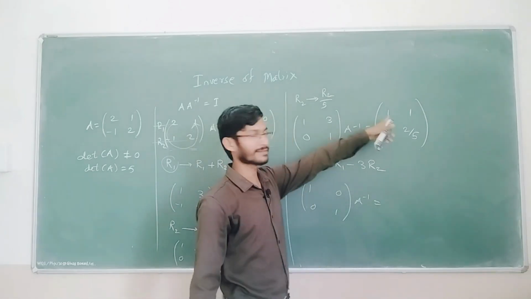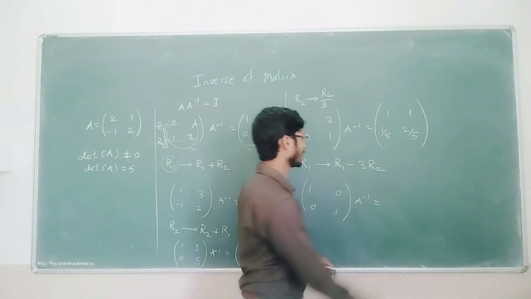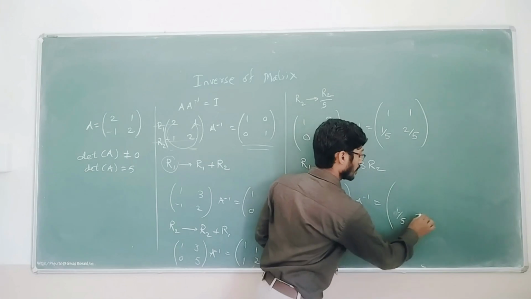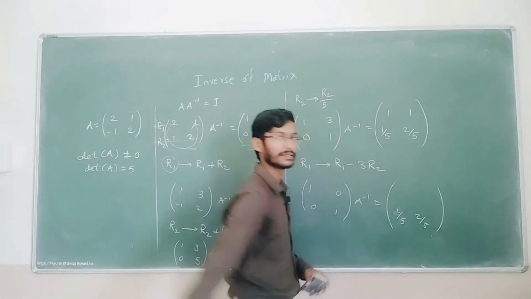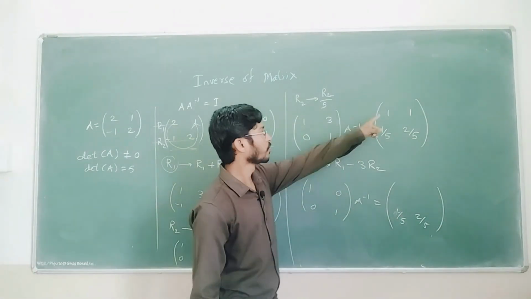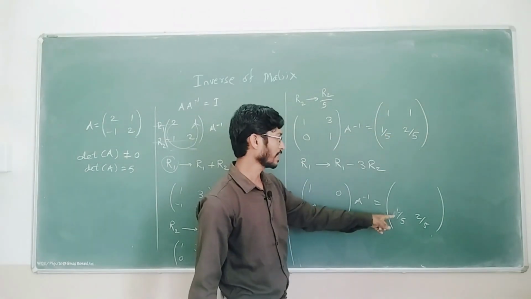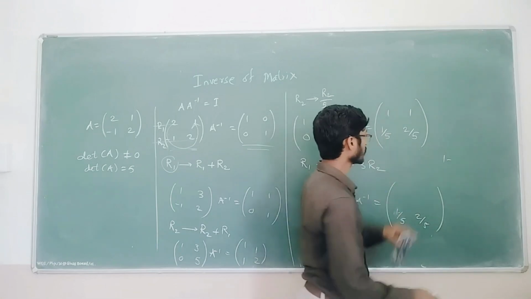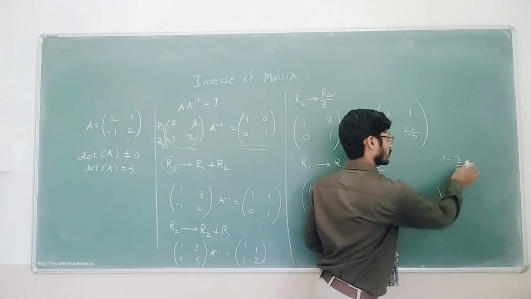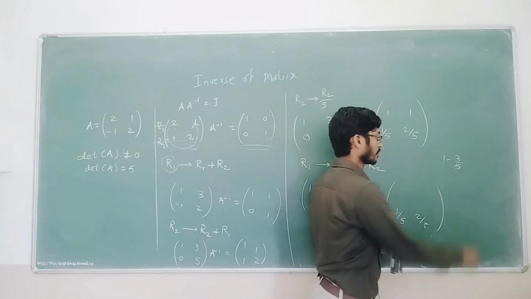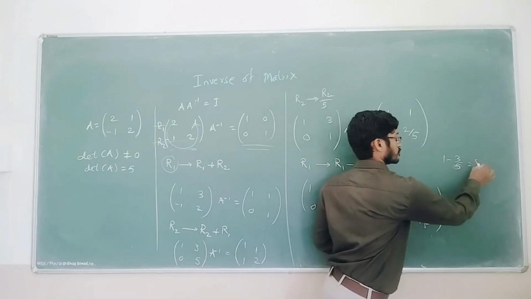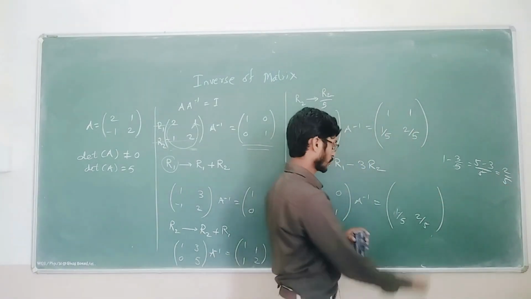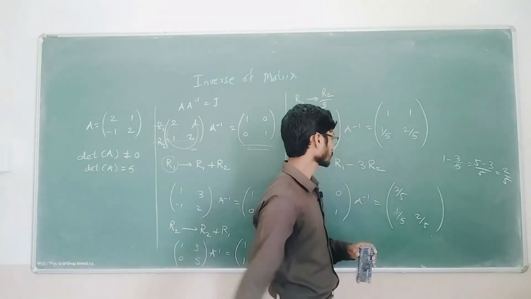Now the second row will be as it is, 2 by 5, 1 by 5 and 2 by 5. This will be as it is. Now 1 minus 3 into 1 by 5. So I will do it over here. 1 minus 3 by 5. So 5 minus 3 is 2 by 5, right? So this is 2 by 5 here.